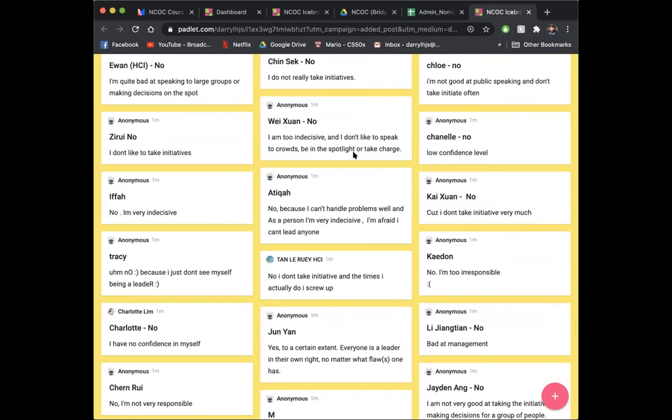Maybe we can get Ifa from Choa Chu Kang to share. Why do you think being indecisive makes you less of a leader, or not a leader? Ifa, are you there? Because being indecisive, I cannot think of a way to lead them, and I will tend to mess things up and lead my team the wrong way, something like that. So you think you're afraid of making the wrong decisions? Is that one way of saying what you're trying to say?